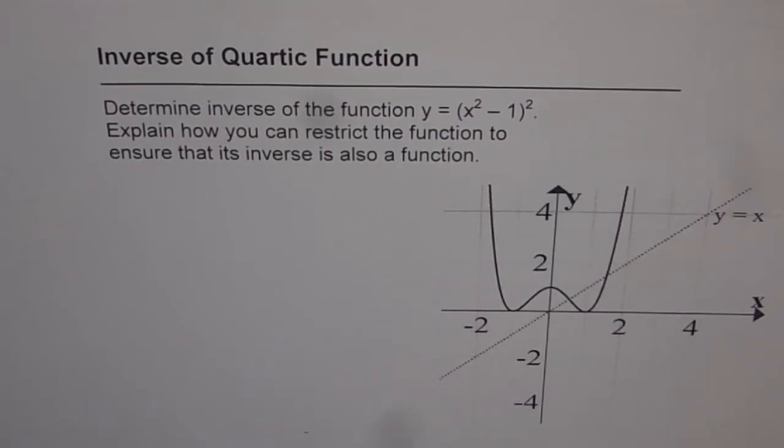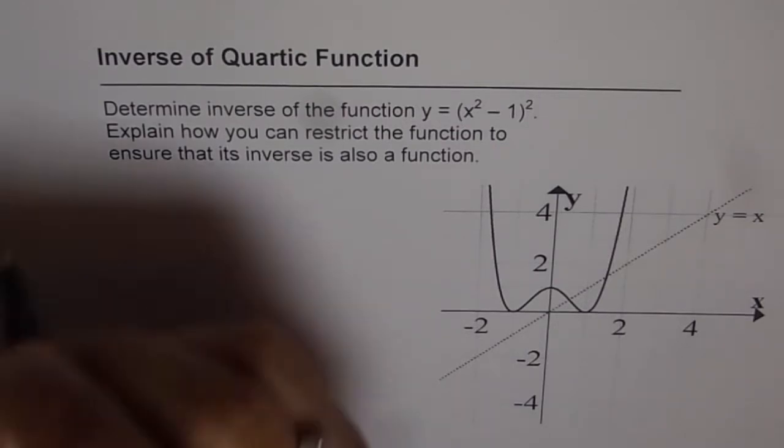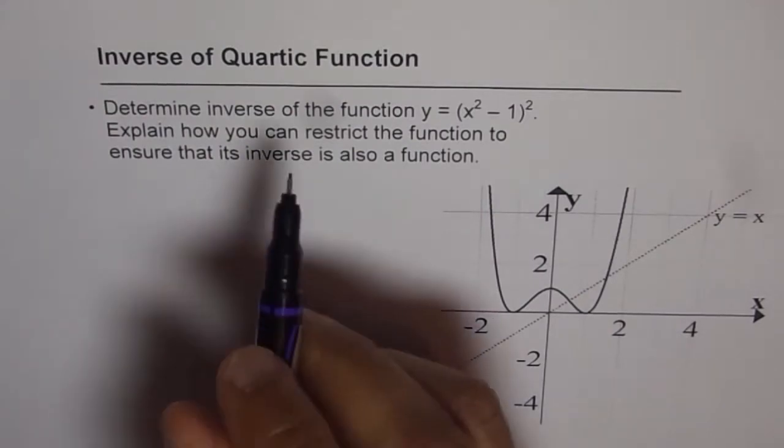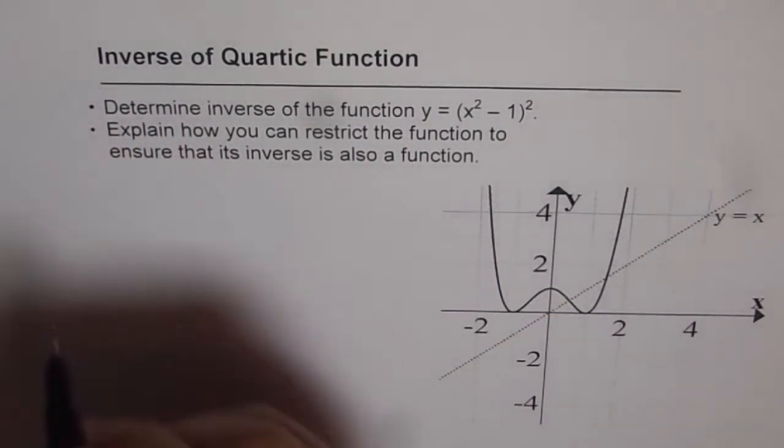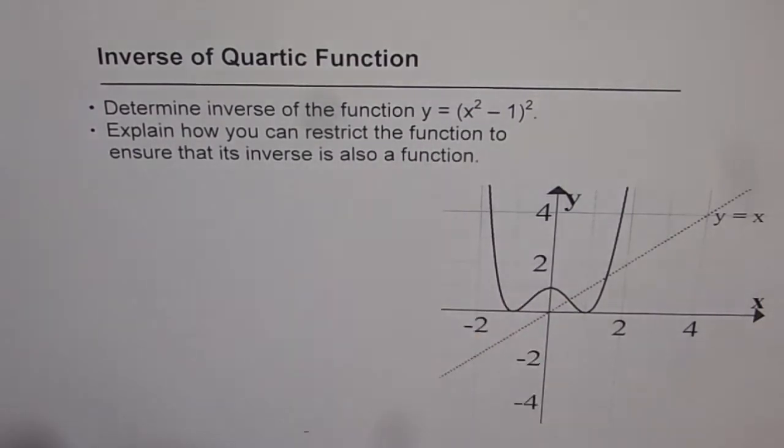Inverse of quartic function. Determine the inverse of the function y equals (x² − 1)². Explain how you can restrict the function to ensure that its inverse is also a function. So basically we have two parts to this question. The first one is to find the inverse of the quartic function, and the second one is to restrict the given function so that we have the inverse also as a function.